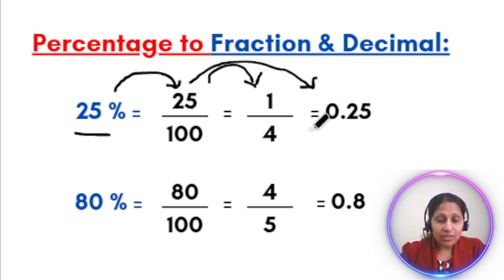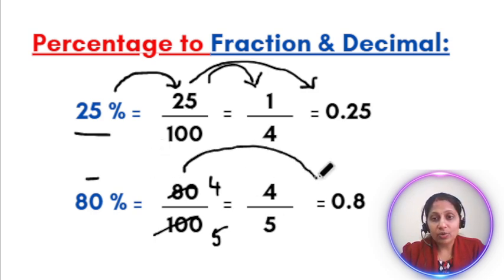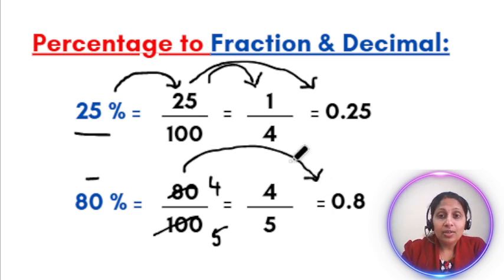Take another example, 80%. We can say that 80% can be written as 80 by 100, which is written in the simplest form as 4 by 5, because this is 4 times, this is 5 times. So 4 by 5, and if you want the decimal value of it, you directly go for 0.8. So if you want to get the fraction or decimal from percentage, just take away the percentage symbol or replace it by 1 by 100. Divide by 100.